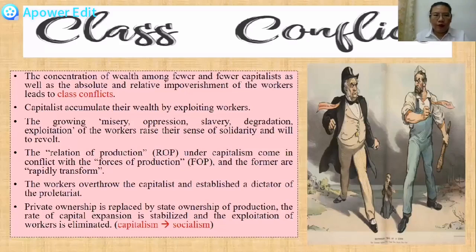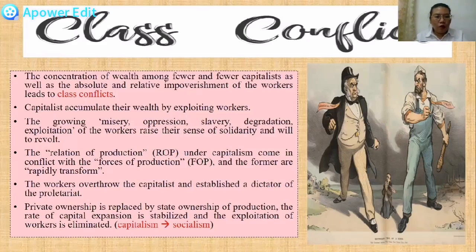Then the class conflict. The concentration of wealth among fewer and fewer capitalists, along with the absolute and relative worsening of the workers' conditions, leads to class conflict. Capitalists accumulate their wealth while employing workers, so the growing misery, oppression, slavery, degradation, and exploitation of the workers raise their sense of solidarity and will to resolve. The relations of production, ROP, under capitalism come into conflict with the forces of production, FOP, and the former are rapidly transformed.